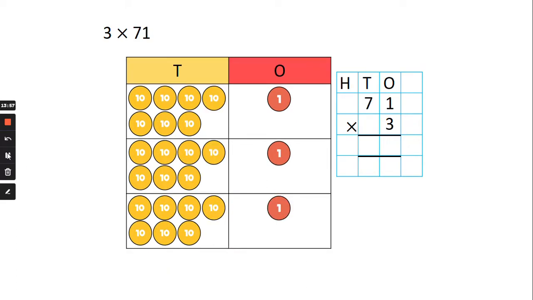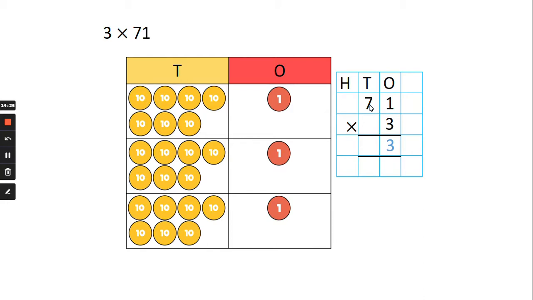I would like you to have another go at trying to solve this question, 3 times 71. Pause the video and then unpause to see how I've completed this question. So in our ones column, we have 1 times 3. 1 times 3 is 3. So I can write that into my ones column.